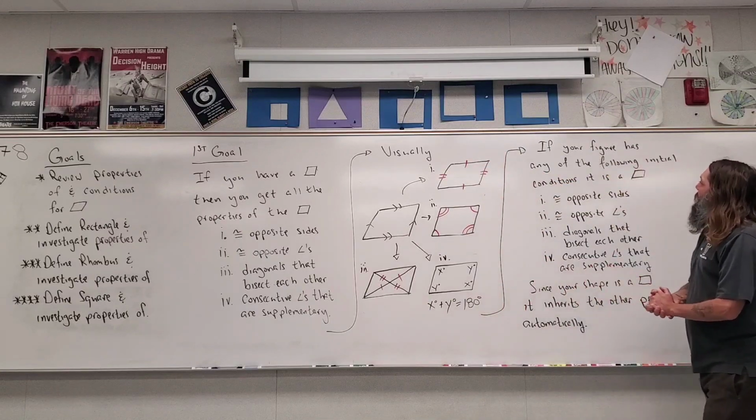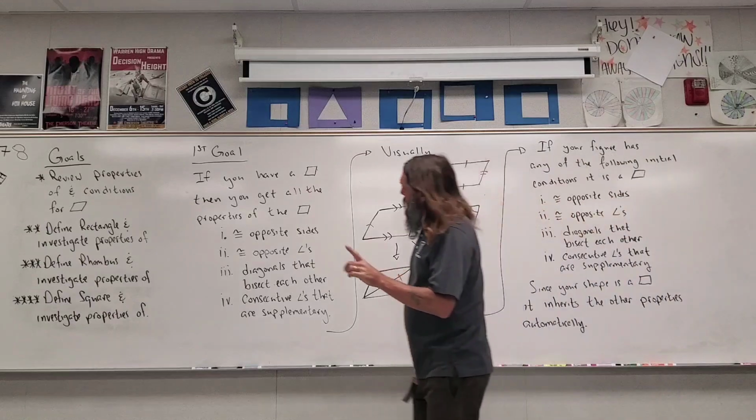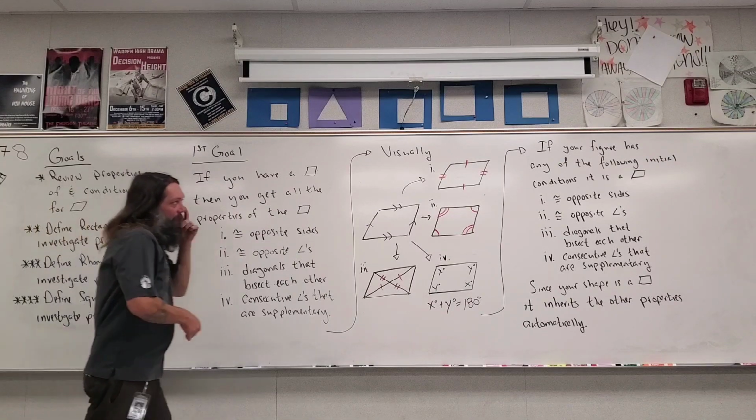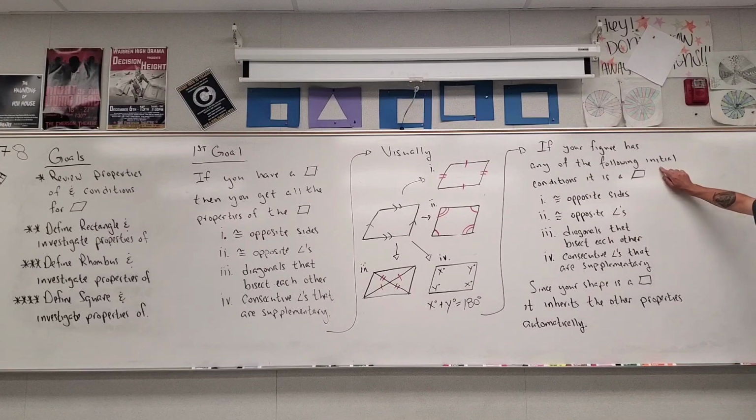All right? Now, if your figure has any of the following initial conditions. So let me make it very clear. I did this part of the review. Now I'm going to do this part, okay? So if your figure has any of the following initial conditions, it is a parallelogram. Remember, initial means start. So if your shape has congruent opposite sides, congruent opposite angles, diagonals that bisect each other, or consecutive angles that are supplementary, that means your shape is a parallelogram.